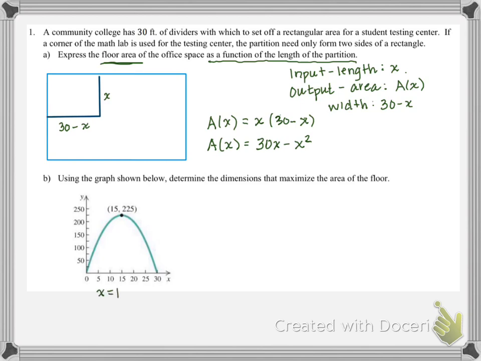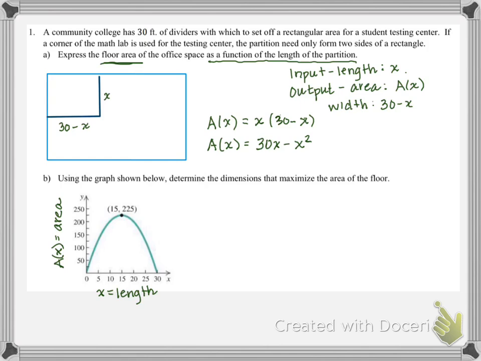So these are my lengths. And what about my vertical axis? So I know for every point on that curve, the x-coordinate is the length, and the y-coordinate is the area corresponding to that length. So everybody see the local maximum? What does that tell me? The dimensions that maximize.